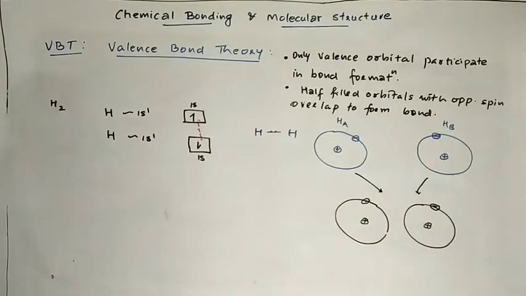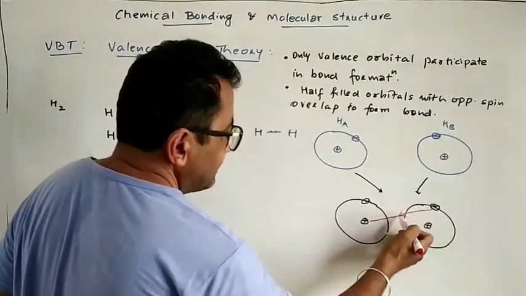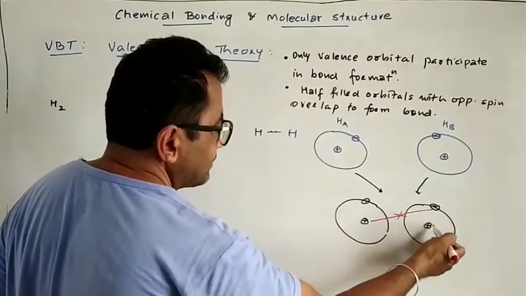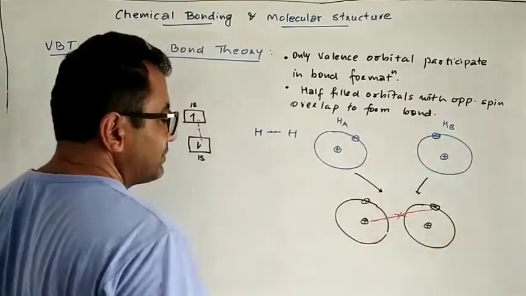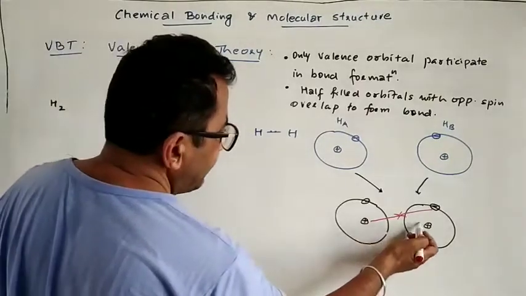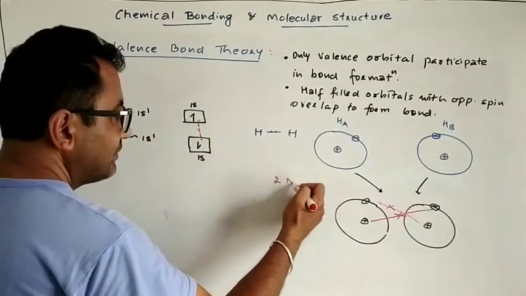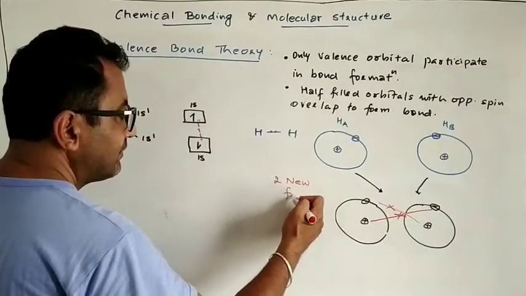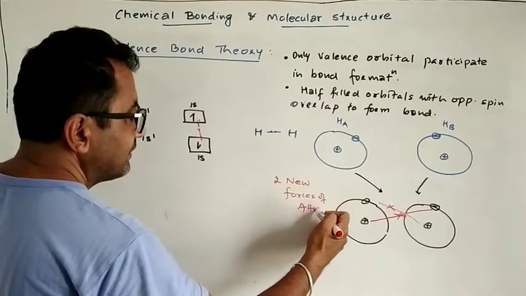So first we will see there will be a force of attraction between the nuclei. This force of attraction is already there, here also, here also. But the new force of attraction is between the nucleus of A with the electron of B, or the nucleus of B with the electron of A. So these are the two new forces of attraction.